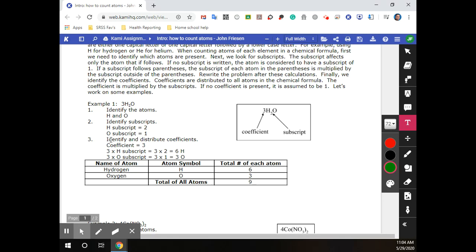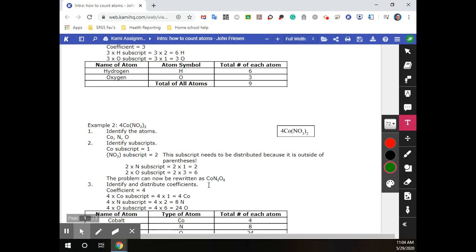The last thing is to identify and distribute the coefficients. The coefficient is 3 here. So 3 times H, the subscript for H is 2, so 3 times 2 is 6. Now we do it for O. 3 times the subscript for O, which is 1, so 3 times 1 is 3. So that's a total of 9 atoms. There are 6 hydrogen atoms and 3 oxygen atoms for a total of 9.